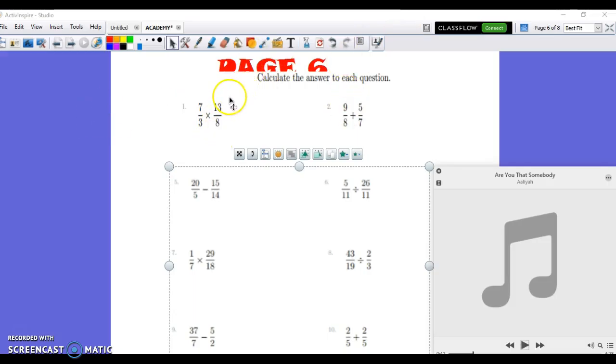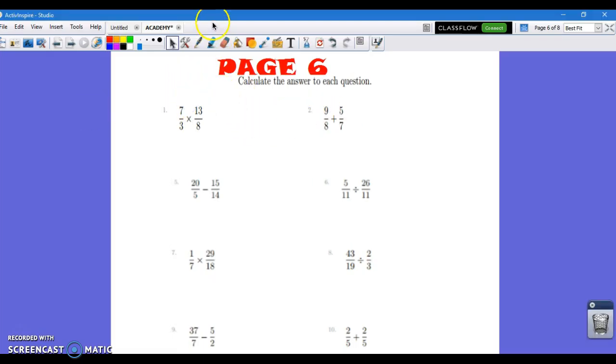Okay, guys, so here we go with page 6 of the distance learning fraction review. And page 6, I think your first question looks like this. So, I'm not going to do these.